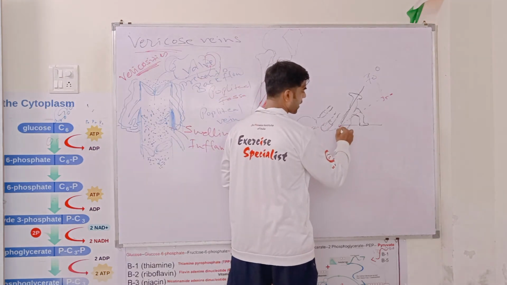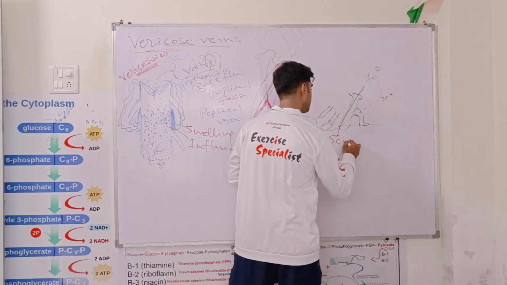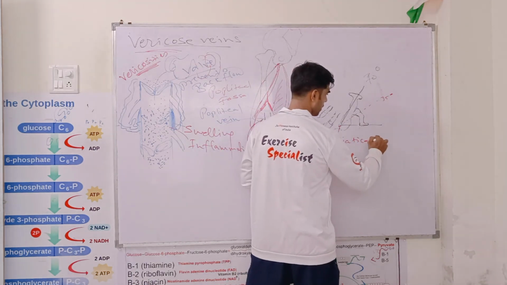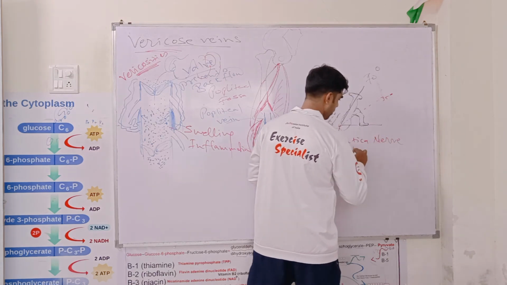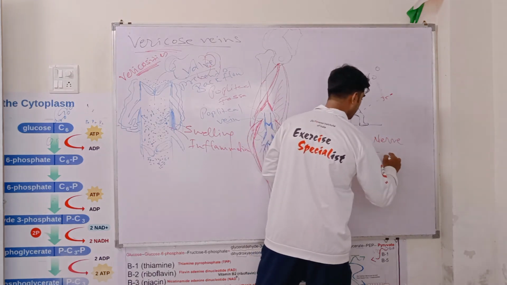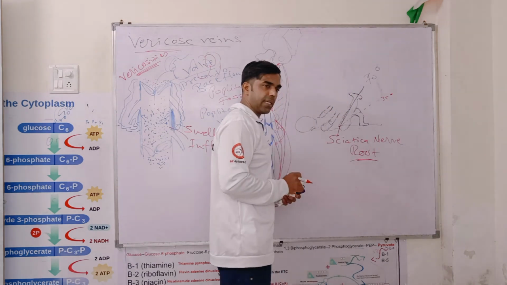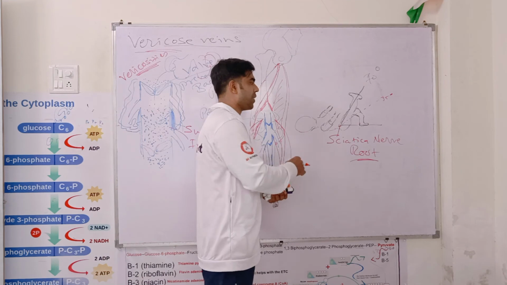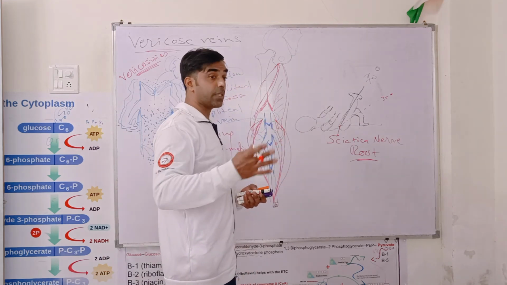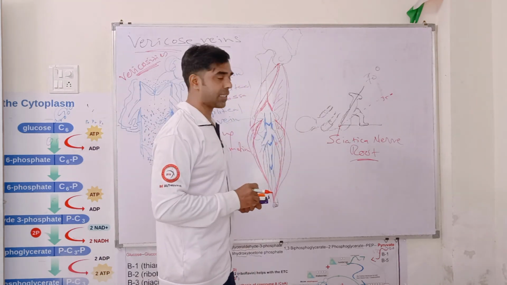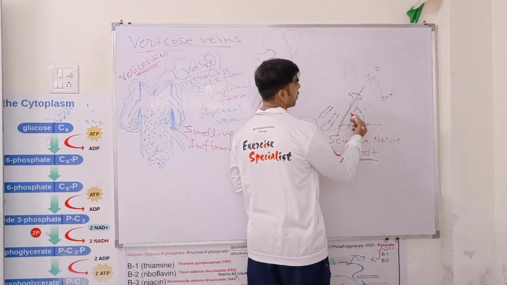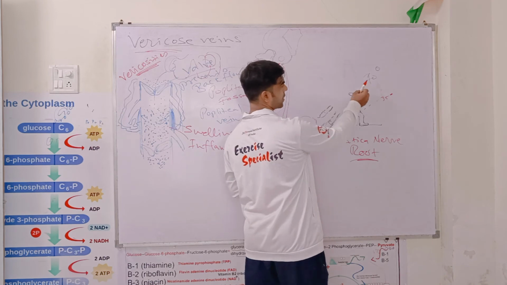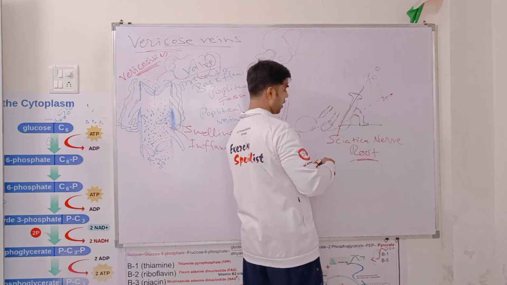If your angle is 35 degrees or 30 or 40 degrees, what will happen? The sciatica nerve root will get damaged, right? Sciatica nerve root will get damaged. So I will explain this sciatica nerve root damage in an upcoming lecture. Okay, let's understand here what you can do.